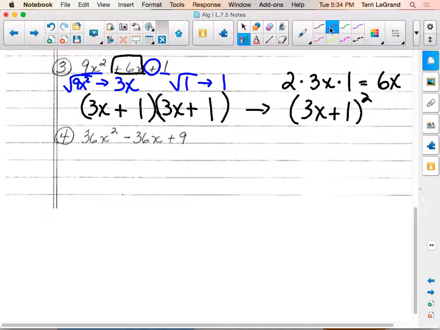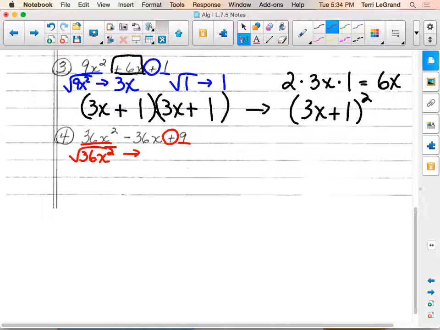Okay, one more. We got another trinomial here. We're going to check to see if we think it's a perfect square trinomial. First check, is the last term positive? Plus 9, it passes that test. Next test, are the first and the last terms perfect squares? So is 36x squared a perfect square?